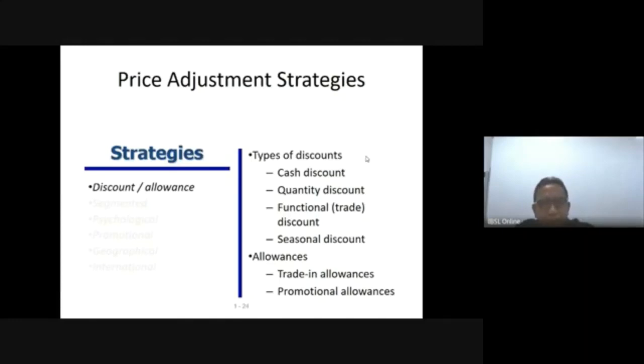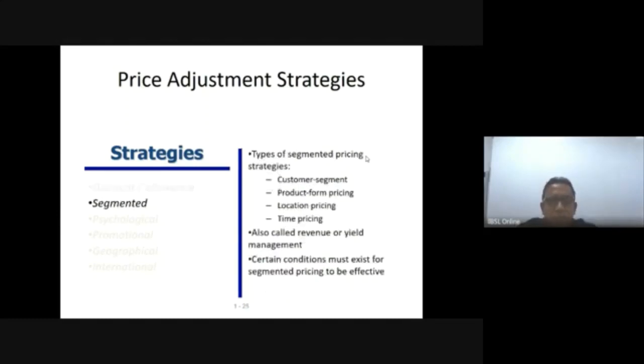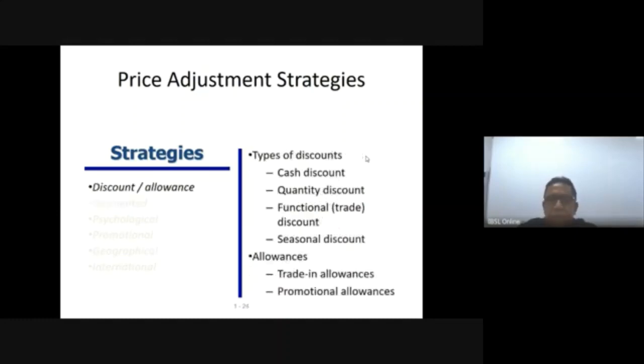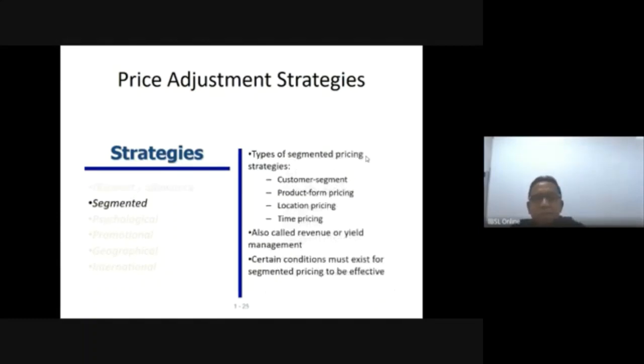And also you have price adjustment strategies, like you can allow discounts, right? Allowances, segment pricing. There are many adjustment strategies: discounts, trade allowances, promotion allowances, to encourage buying, right? Types of segment pricing: customer segment, product form pricing, location pricing, time.